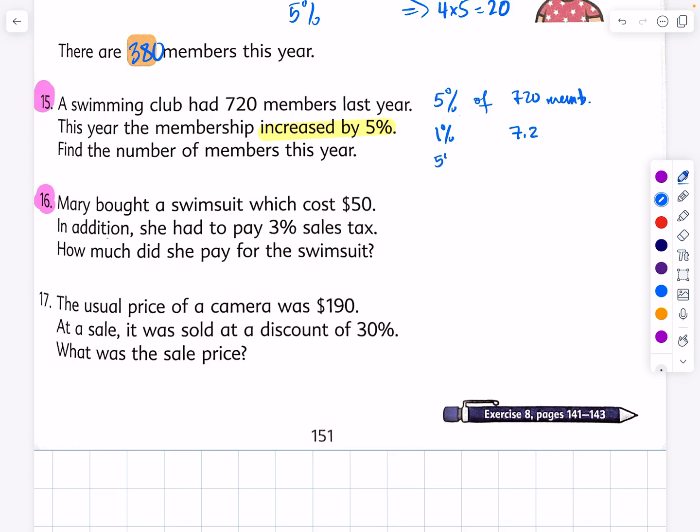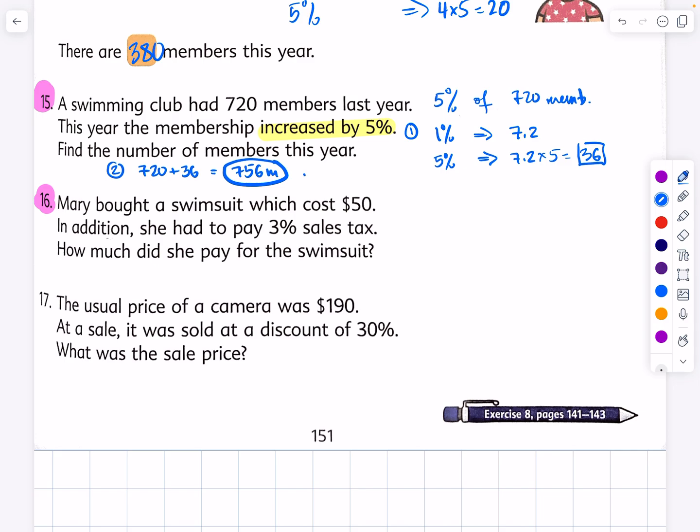Therefore, to find 5%, we would do 7.2 times 5 equals 35, and a little bit more is 36 members. Therefore, this was our step one, right? And step two, find the members this year. Well, we just add 720 last year plus 36 increase gives us 756 members this year. I like putting my answers into a circle or a box.